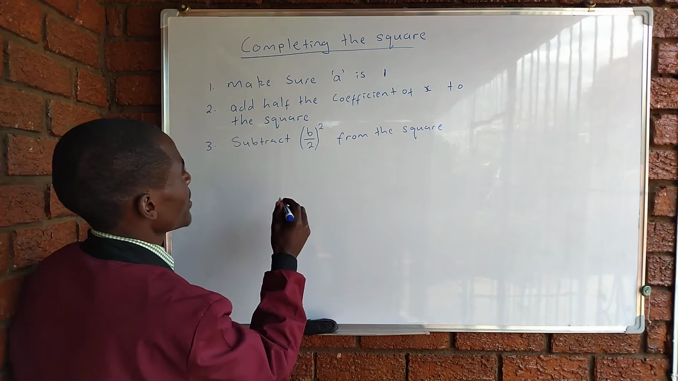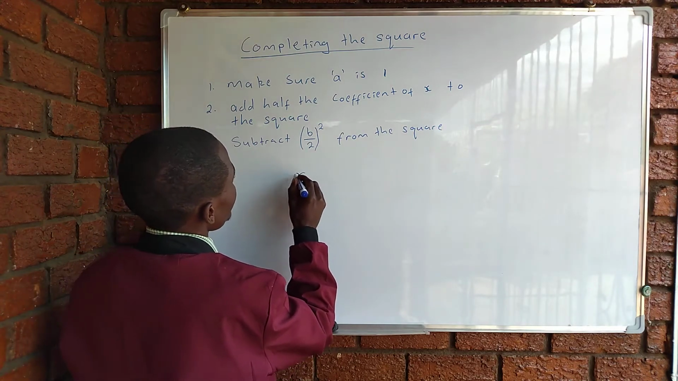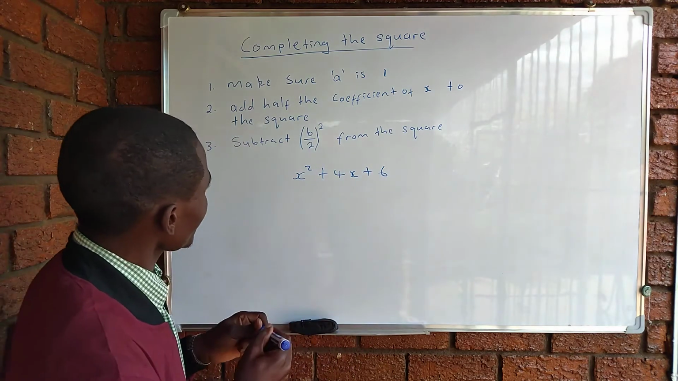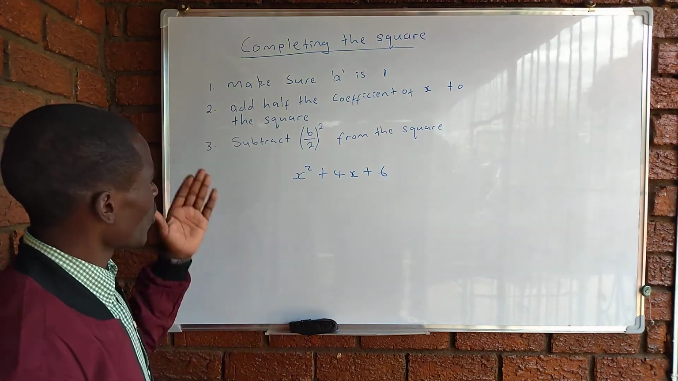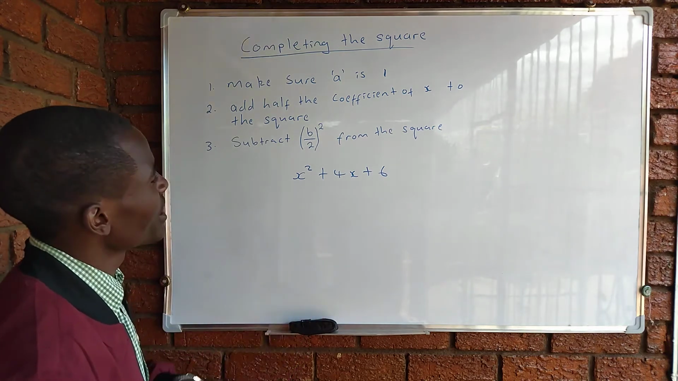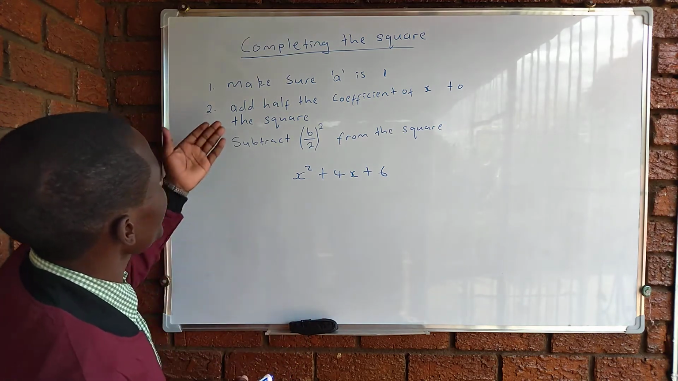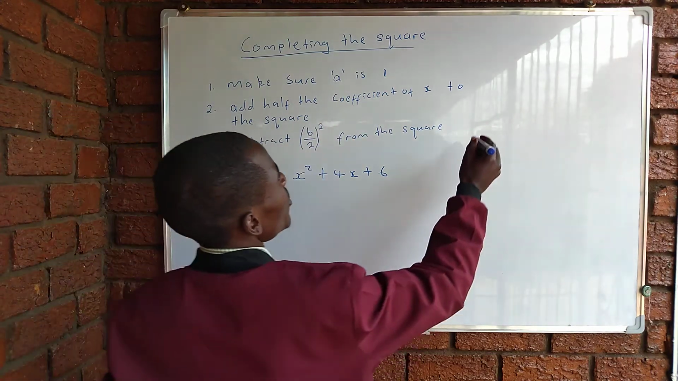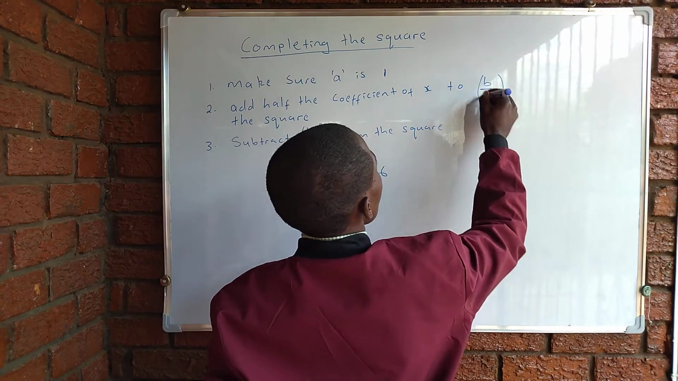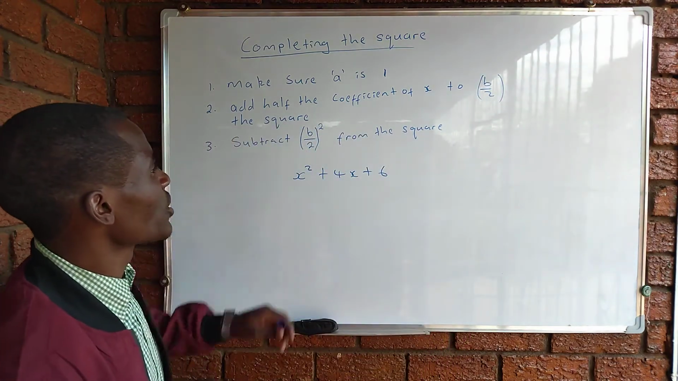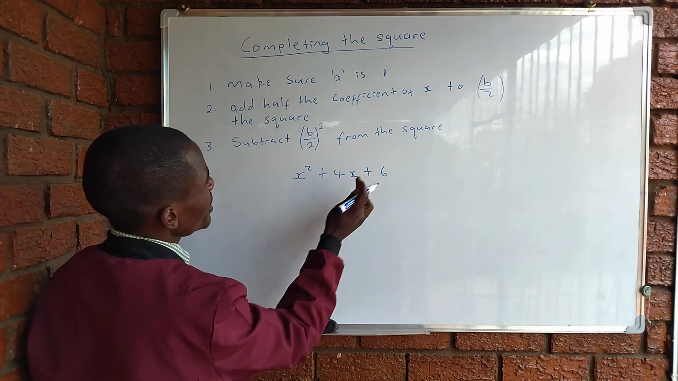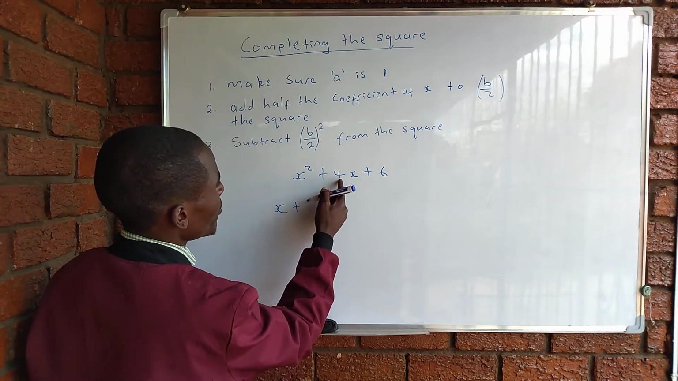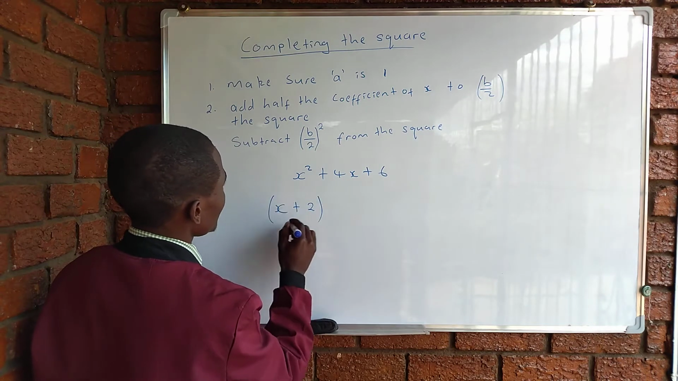Like given x squared plus 4x plus 6. Make sure the coefficient of x squared is 1. In this case, the coefficient of x squared is 1. So the next step, add half the coefficient of x to the square. Half a coefficient of x is b over 2. B over 2, we have to add to the square. So b over 2, in this case, b is 4. 4 over 2 is 2. So x plus 4 over 2 is 2 squared.